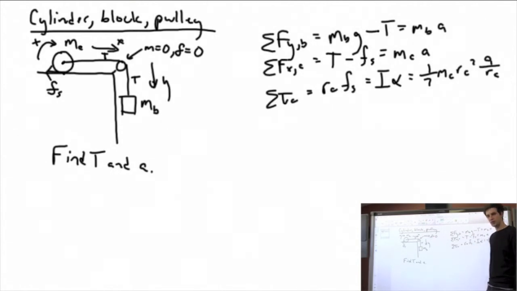So at this point, we've now got 3 equations and 3 unknowns. We don't know a, we don't know T, and we don't know f. Since we're looking for T and a, we're going to get rid of friction through substitution and generate 2 equations and 2 unknowns for tension and acceleration. And it's all algebra at this point, so I'll leave that as an exercise to you.